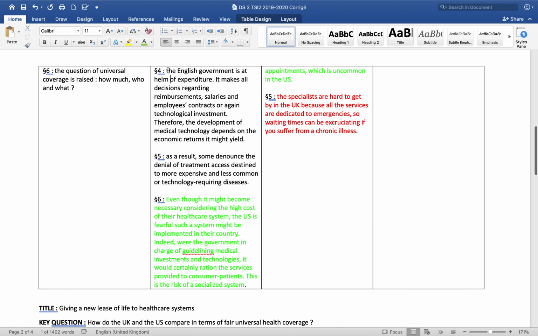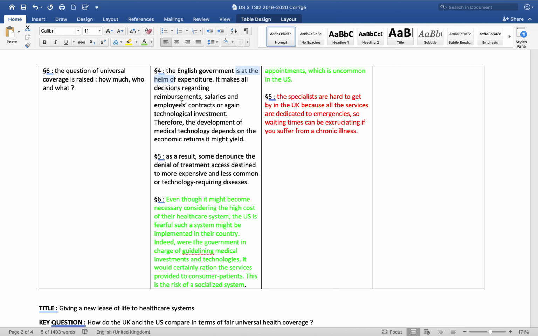Now, the next paragraph: the English government is at the helm. To be at the helm is to be directing, to be in charge. It's a nautical term. On the boats, when you're at the helm, you're the sailor, you're the captain in charge of directing the boat. So the English government is at the helm of expenditure.